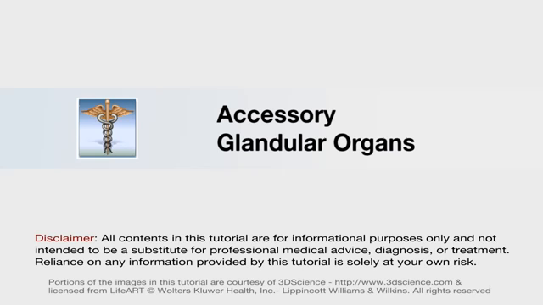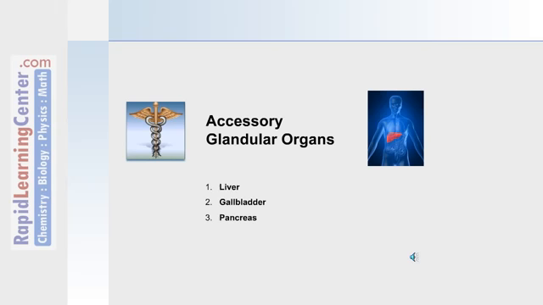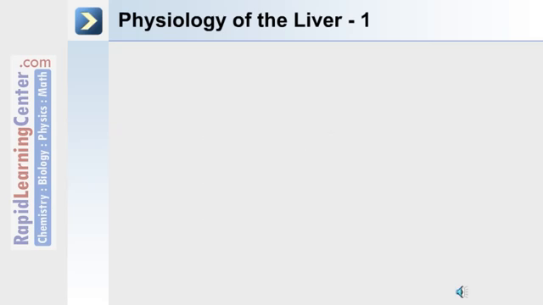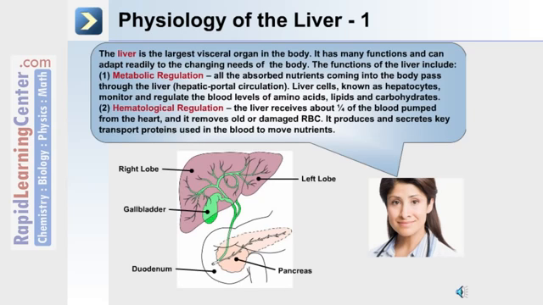Now let's move on to discuss the accessory glandular organs of the digestive system: the liver, the gallbladder, and the pancreas. Let's begin this section with the physiology of the liver. As you can see in the diagram, the liver itself is divided into a right lobe and left lobe. It's connected to the gallbladder and pancreas through a duct, and both of these empty their contents into the duodenum, or first portion of the small intestine.